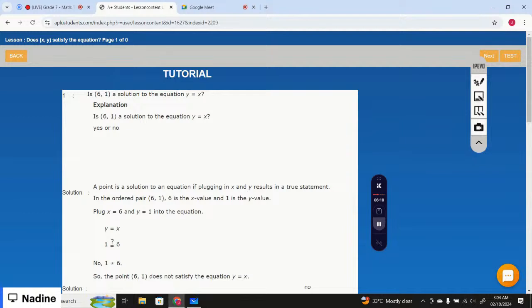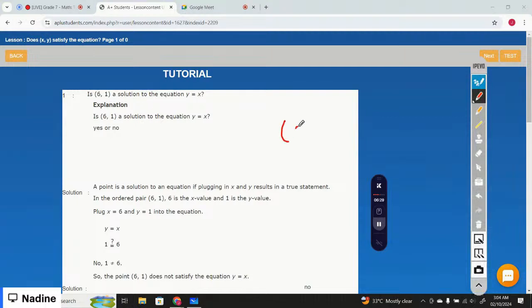So how do we check? We need to use this ordered pair, put the values in the equation and see if they are equal. So that is y equals x, right? 6 and 1, that is the x value and that is the y value, right? Just put in the values. 1 is not equal to 6, right? They are not equal. That means that the point (6, 1) does not satisfy the equation. Okay, let's just start with the test questions.